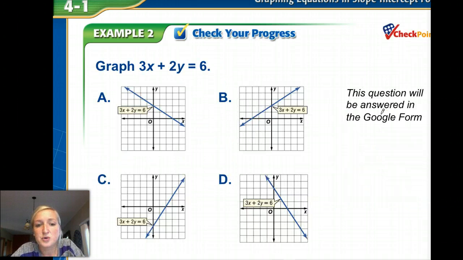So now we are to the multiple choice question. What I want you to do, step number 1, is take a look at this equation and transform it, or translate it, into y equals mx plus b. Start by graphing your y-intercept, and then from there, find your slope. Now, which one of these represents the correct linear equation for 3x plus 2y equals 6? Record your answer in the Google form.